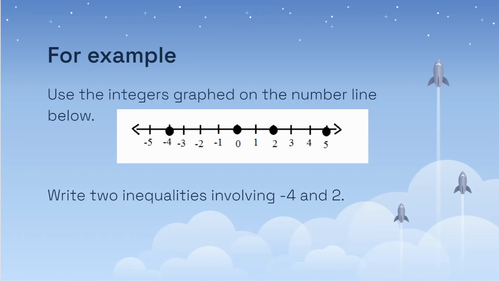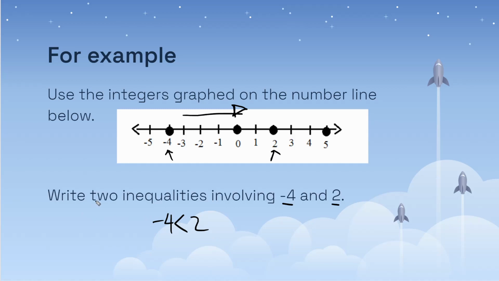Use the integers graphed on the number line below. Write two inequalities involving negative 4 and 2. Well, negative 4 is right here. 2 is right here. How can we write an inequality? How can we compare these? Well, which one is bigger? Which one is further to the right on the number line? That would be the 2.